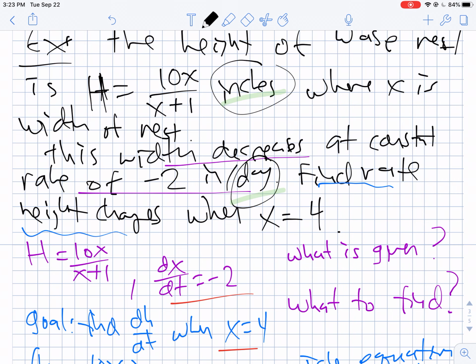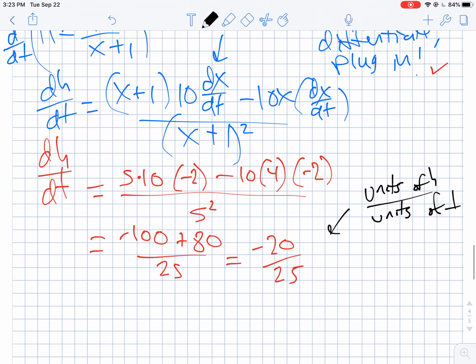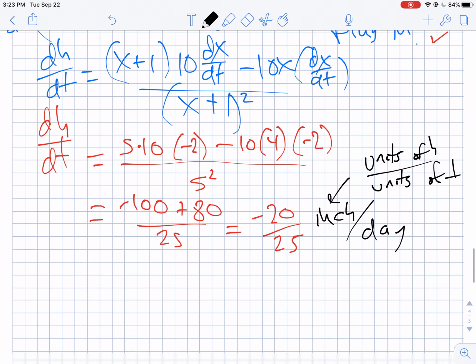It's always going to be given in the problem. So h is in terms of inches. If they don't give you units, don't worry about it. And t is in terms of days. So that tells me the rate at which the height is changing at that point in time. Okay, so that's how you address a problem like that.